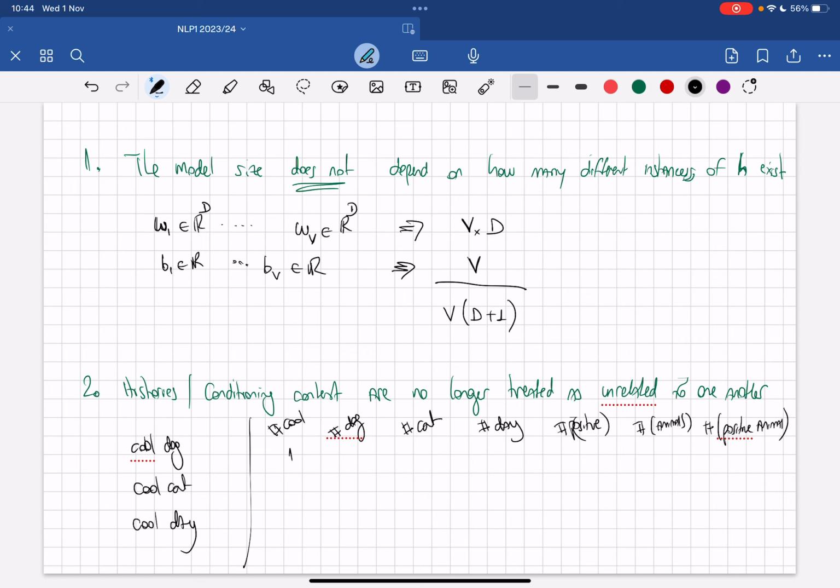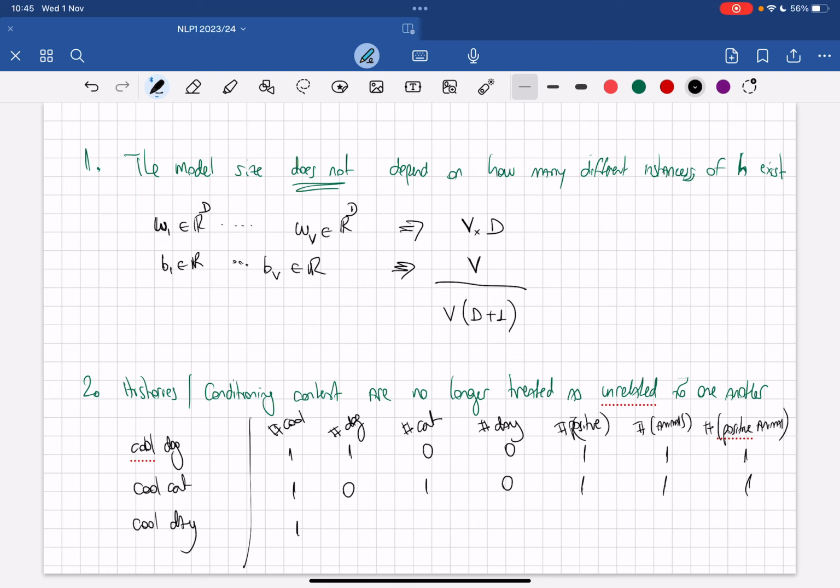And we would say that for cool dog, there is a cool, there is a dog, there are no cats, there is no day. Cool is a positive word, I guess. A dog is an animal. And this is, in fact, an instance of a positive word followed by an animal, in this order. And then for cool cat: cool, no dogs, one cat, no days, one positive, one animal. And yes, it's a phrase about positive animals. It's a positive phrase about an animal.